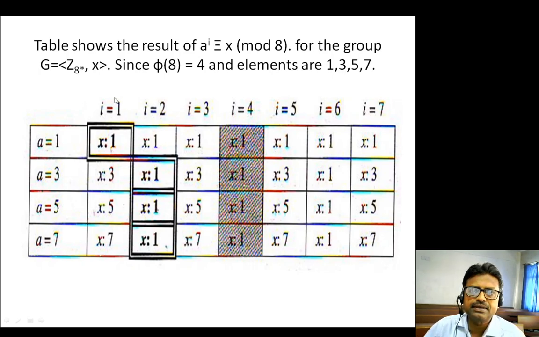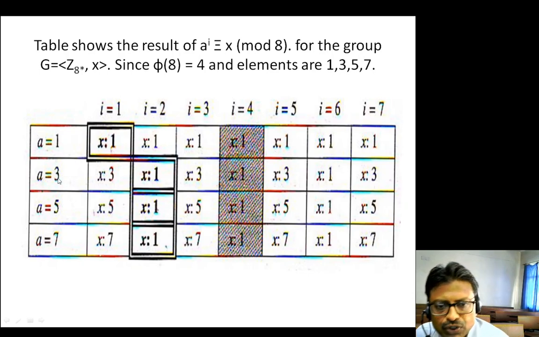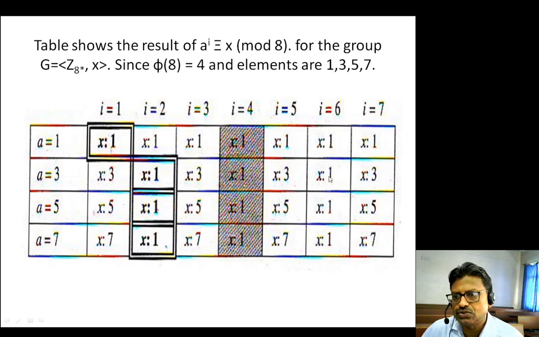So the smallest is 1. So 1 is the order of 1. Similarly for 3, we are getting the value x equal to 1 for i equal to 2, i equal to 4, i equal to 6. For all these three i, we are getting 1, 1, 1.